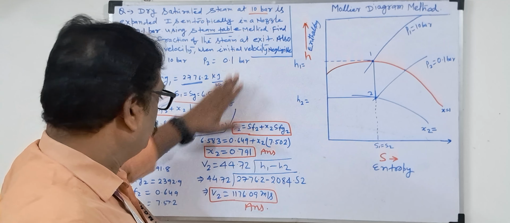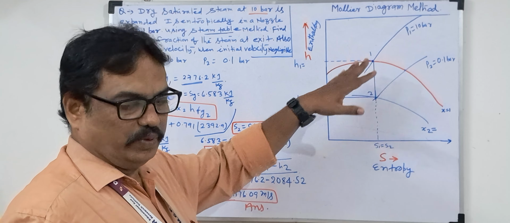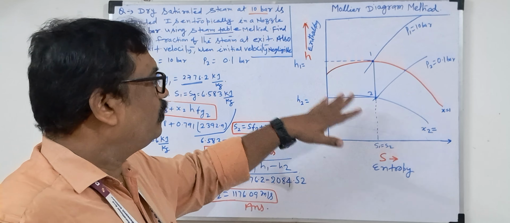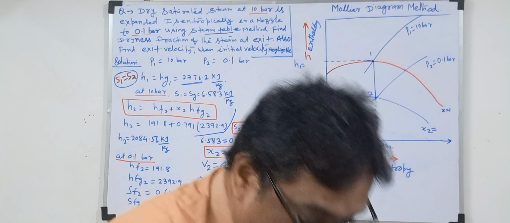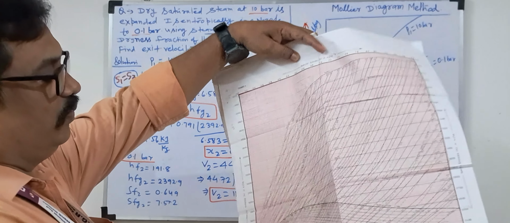So for the steam table method, we need the formula; for the Mollier diagram method, this graph should be there. This Mollier diagram graph, you have to draw in your answer sheet. I will show it at a glance here.